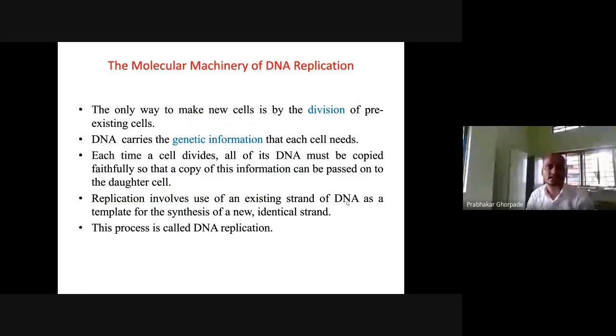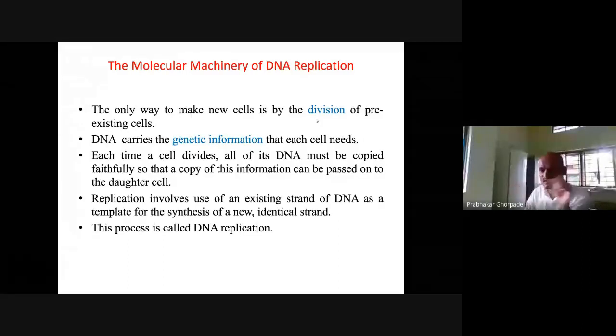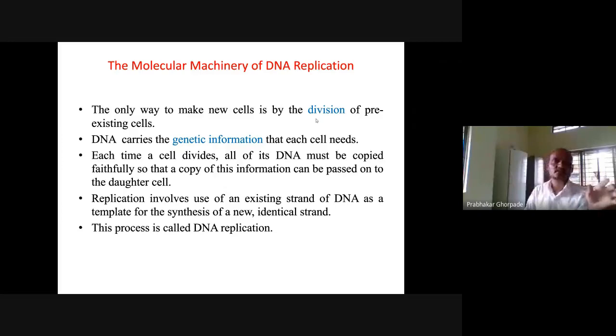Molecular machineries of DNA replication. The only way to make a new cell is by division of a pre-existing cell. Already in the cell cycle we have seen that to make a new cell, we should have something there. DNA carries the genetic information of each cell. Each time a cell divides, all of its DNA must be copied faithfully, so that a copy of this information can be passed on to the daughter cell.